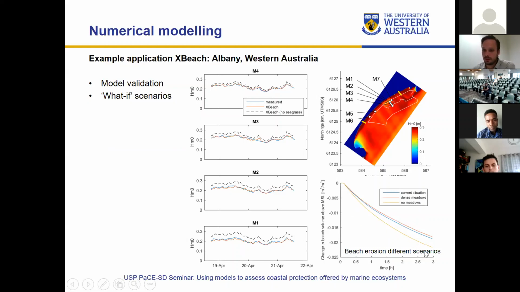So you see in this plot on the right, it's a storm of 3 hours. In the current situation, that's the blue line, and then if you would have dense meadows everywhere, we would get the red line, so a little bit less erosion, but not too much. But then if there's no meadows at all, the model would predict that there's a lot more erosion. So that's kind of to show you how you can use these models. Of course, there's no data to compare it to, so you have to be careful with interpreting these results.